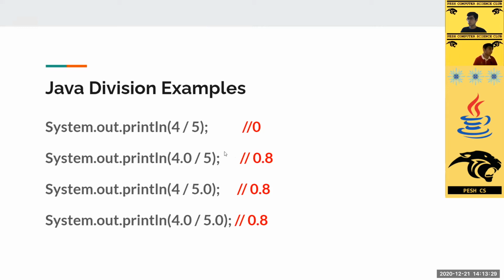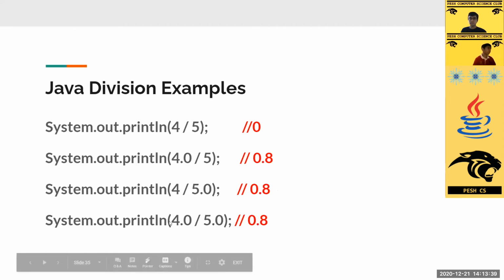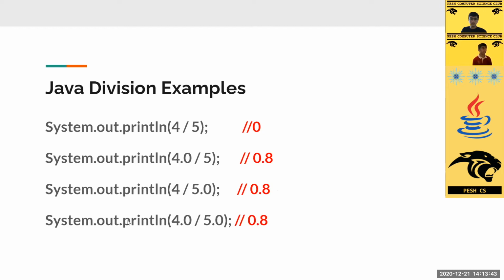So for other examples, we have 4 divided by 5.0. So it's an int divided by a double. And what this would give you is a decimal value in return. And our last example, we have 4.0 divided by 5.0. So both of them are doubles, and it would ultimately return a double again to you.